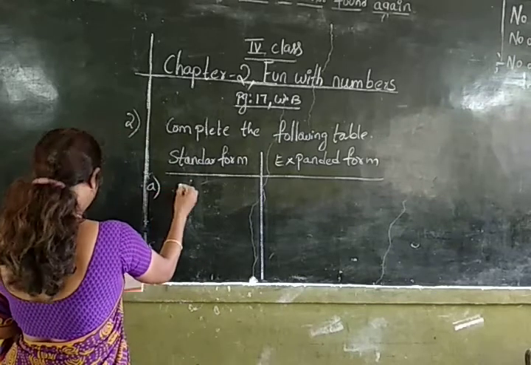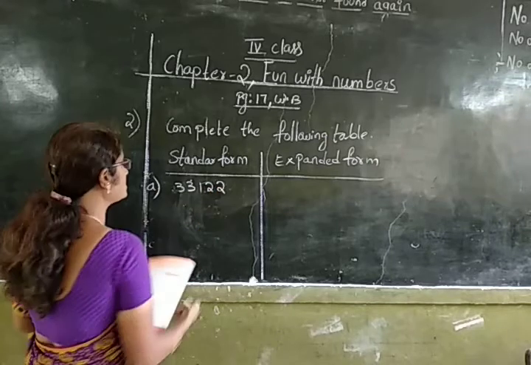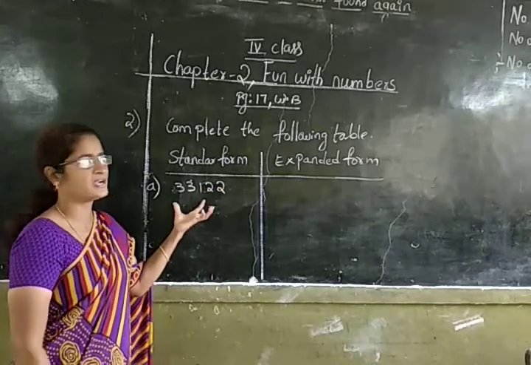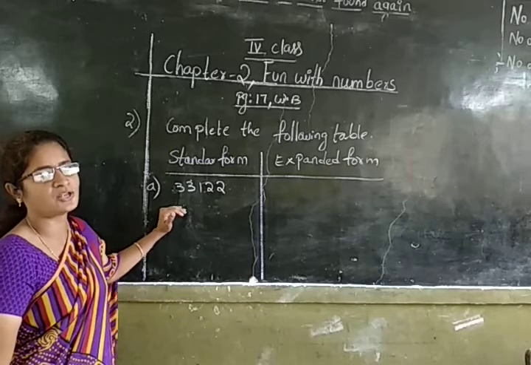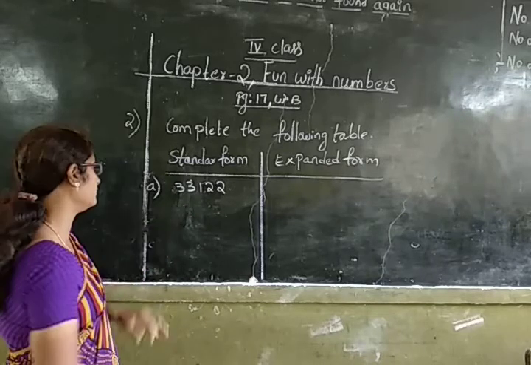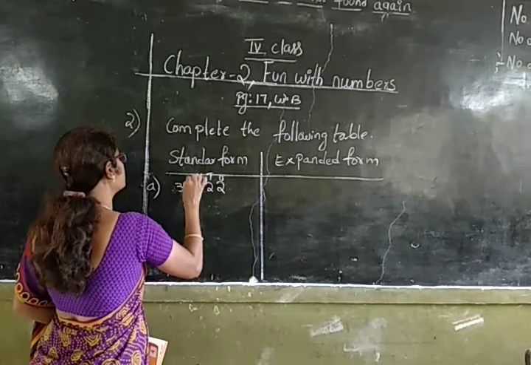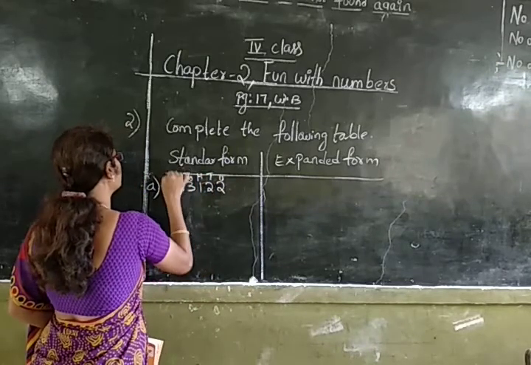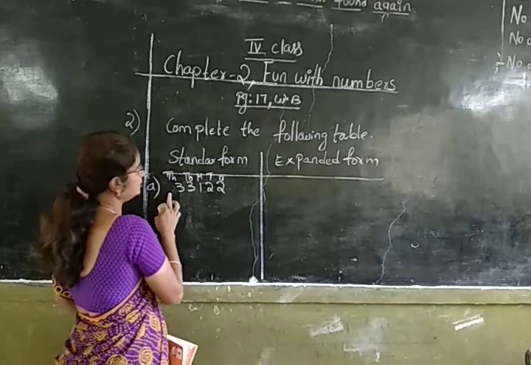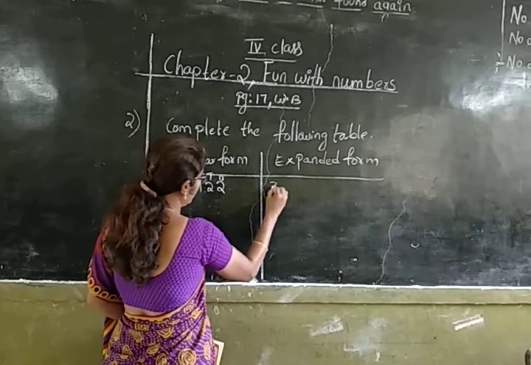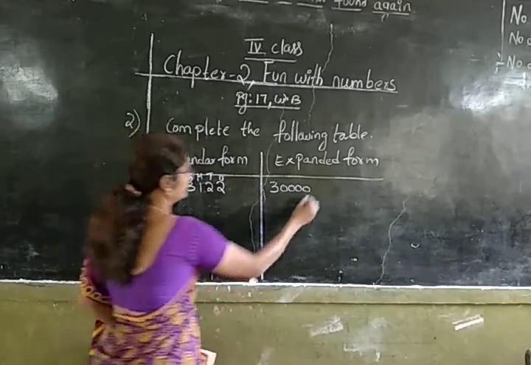First A sum. Here the standard form of the number is given, so you have to write the expanded form. I already told you that expanded form means writing the place value of each digit in a number. So for that you have to write the places. So 3 is in which place? 3 is in 10,000s place. So you have to put 4 zeros after 3.